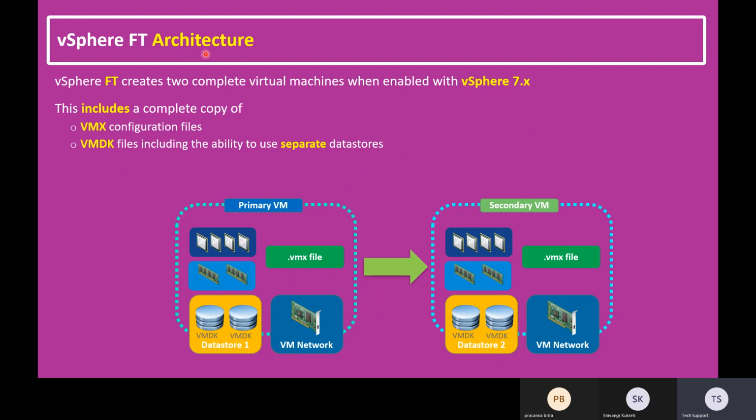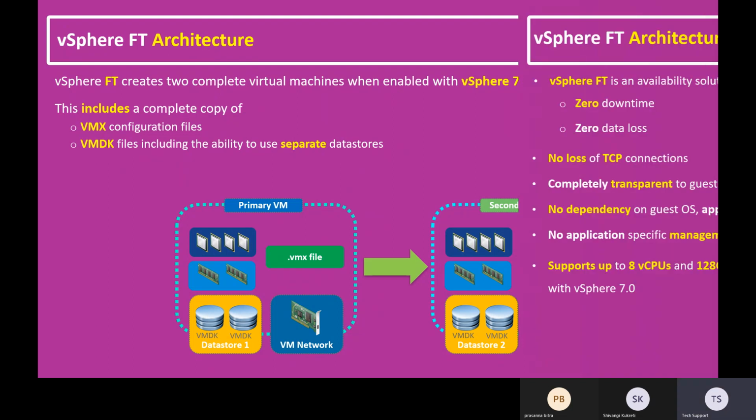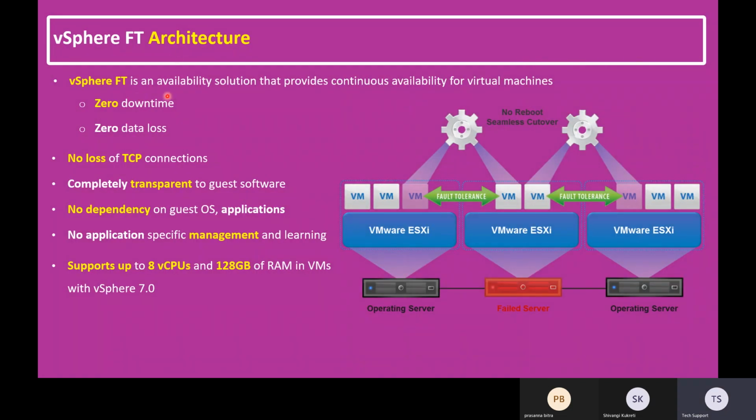Now let's dive into some more. The FT architecture is an availability solution, same as the high availability feature, that provides continuous availability for virtual machines. Continuous availability means no downtime. We can also say zero downtime, zero data loss. That is a key point here. And also no loss of TCP connections.